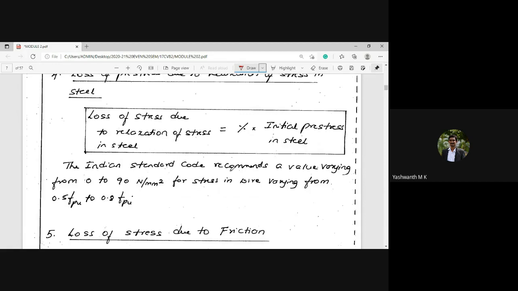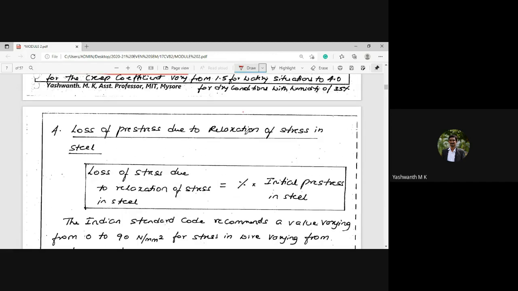The Indian Standard Code recommends a value varying from 0 to 90 Newton per millimeter square for stress in wire varying from 0.5 fpu to 0.8 fpu. fpu means the ultimate stress in pre-stressing steel. Is it clear? So this is the formula you are going to use to calculate the loss of stress due to relaxation of stress in steel.